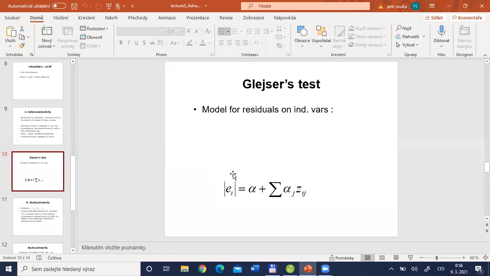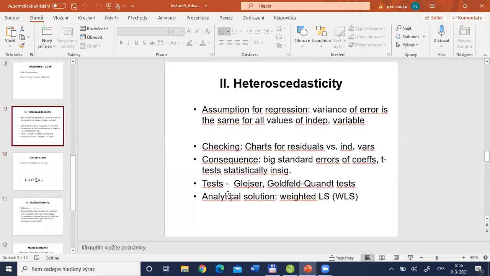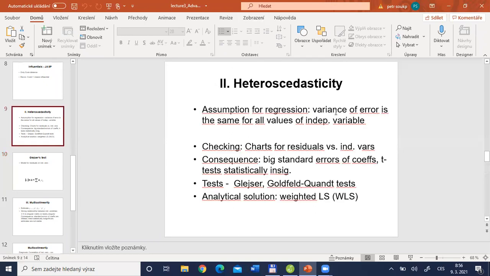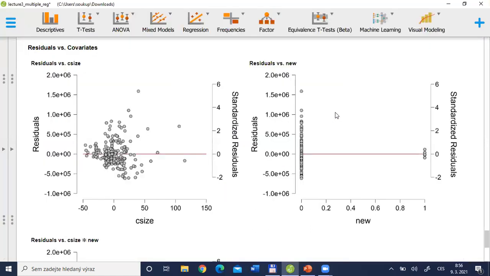And then you would evaluate this regression model, and if some independent variable is related to the absolute values of residuals, there is heteroskedasticity. If none of the independent variables is related to the absolute values of residuals, there is no heteroskedasticity and no problem at all. So now we will show how it works in the JASP environment. We will try to implement this Glejser test in JASP.